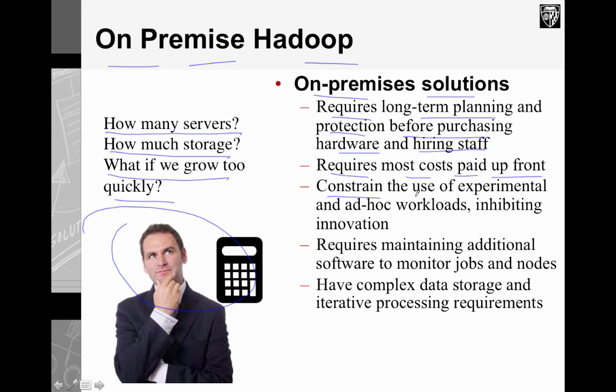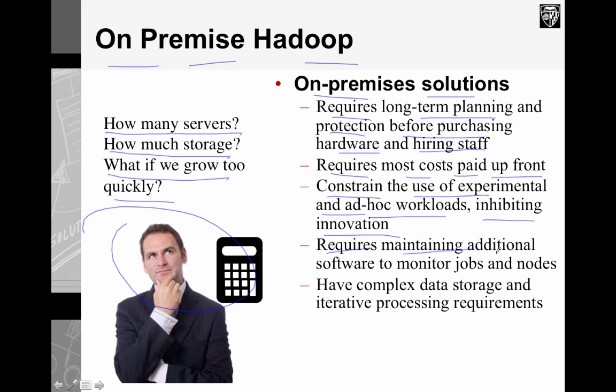It can also constrain the use of experimental and ad hoc workloads, inhibiting innovation. What I mean by this is there are so many sub-projects in the Hadoop ecosystem. You have bought your hardware, you bought your software, and lots of people are using it. But if you want to maybe work with a new version of software, you cannot really upgrade it because it's going to affect the rest of the guys. So that actually stops innovation. And you'll see in a few minutes how cloud solves that problem.